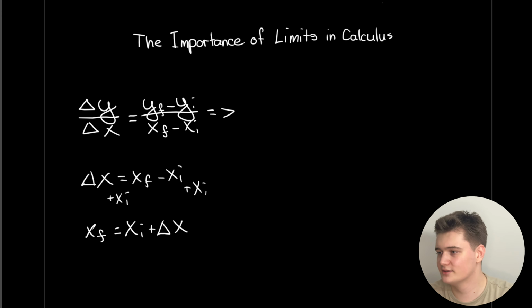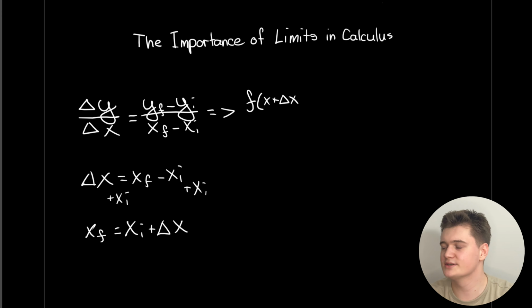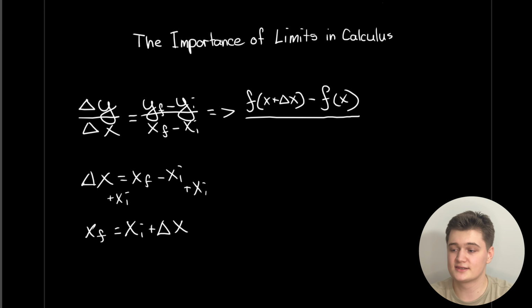Let's try to do that. We have f. So this is our x final. It's exactly the same thing as x initial plus delta x. We can plug it in over here. Let's write x initial as just x. So there was no extra work. f of x plus delta x minus f of x initial. Our x initial is just x, so it's minus f of x, over x final minus x initial on the bottom, which is just delta x.